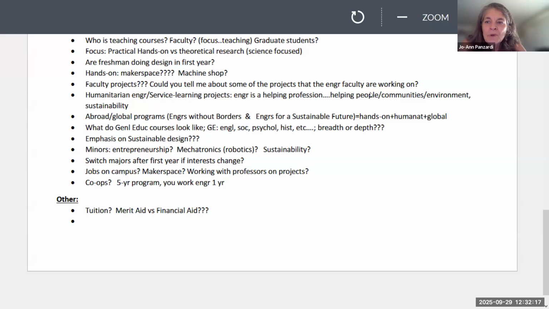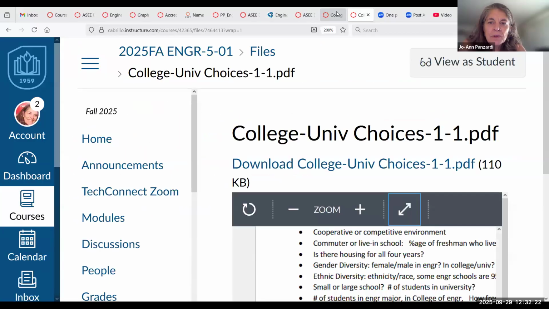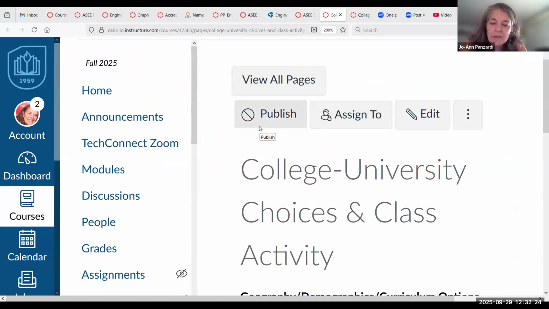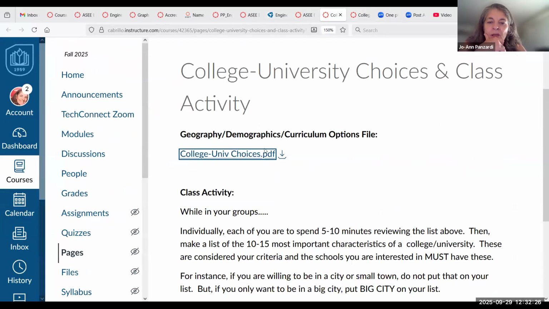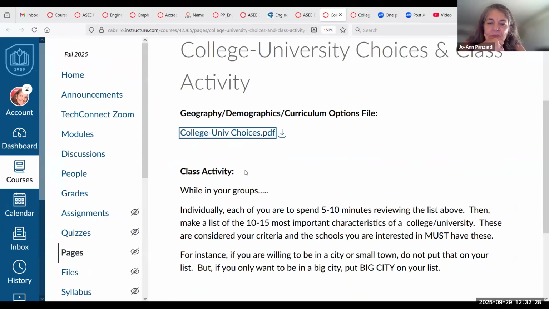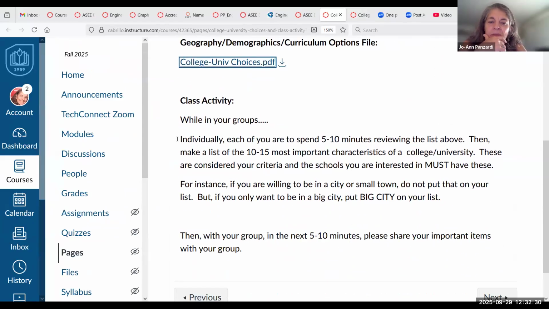Okay, so I'm going to close this one and I'm going to go back to this assignment. So here are the characteristics, and then here's the assignment. It says individually, each of you are to spend 5 or 10 minutes reviewing the list above. Then make a list of the 10 to 15 most important characteristics of a college or university. These are considered the criteria that you must have in the school you go to.